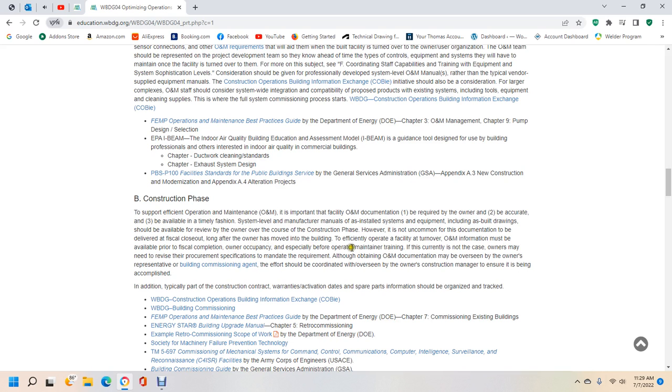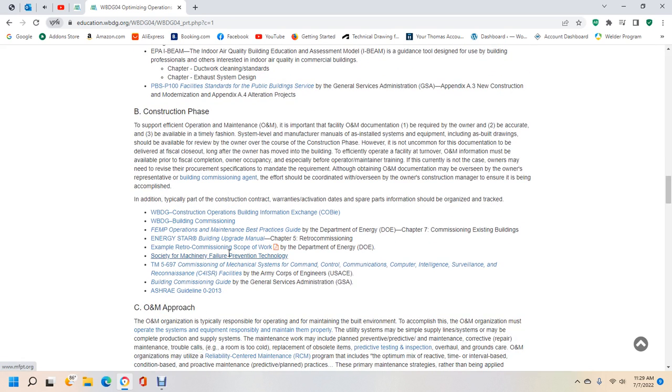Owner occupancy, especially before operator and maintainer training, is common, in which case the owner may need to revise the procurement specification to mandate the requirement. Although the operation and maintenance documentation can be overseen by the owner's representative or building commissioning agent, efforts should be coordinated with the owner's overseeing construction managers to ensure that this is accomplished. As an additional typical part of the construction contract, warranties, activation dates, and spare parts should be organized and tracked.